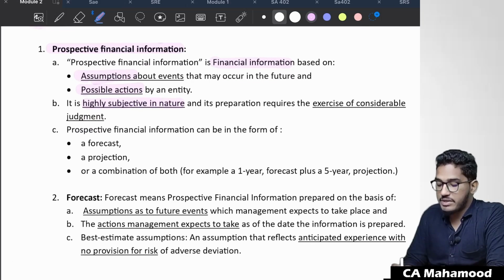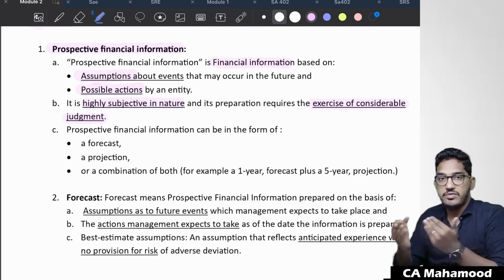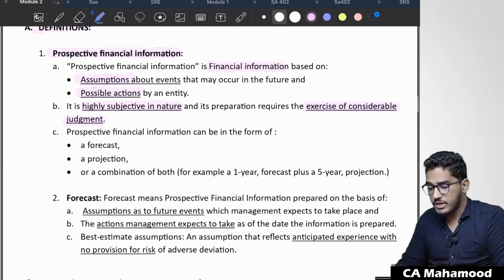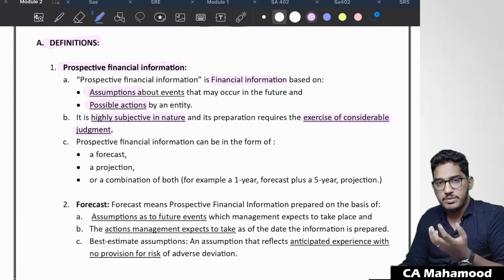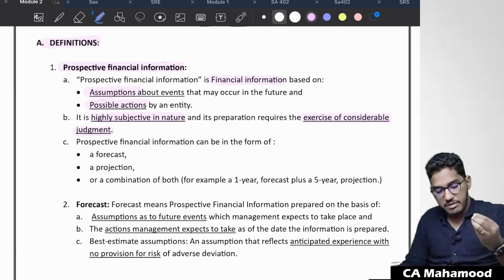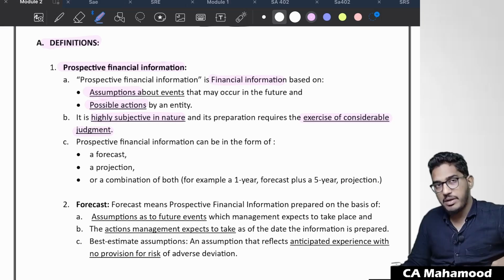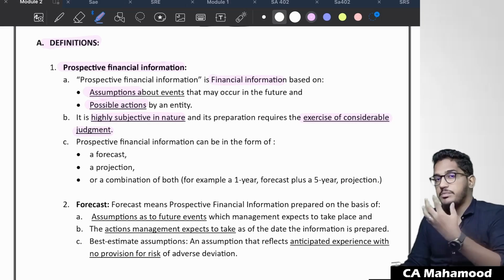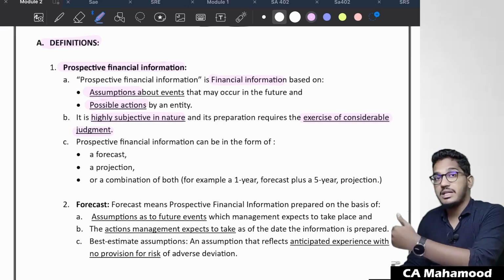It is highly subjective in nature, and its preparation requires the exercise of considerable judgment. It is highly subjective. See, estimates can change from one person to another person. So we cannot assume that two persons will make the assumption in the same way. If one person has prepared an estimate, he will prepare it according to his judgment. If another person is preparing an estimate, he will prepare the estimate as per his judgment.